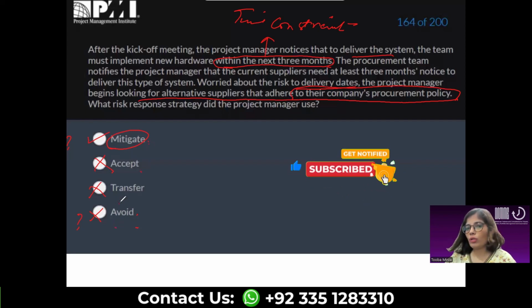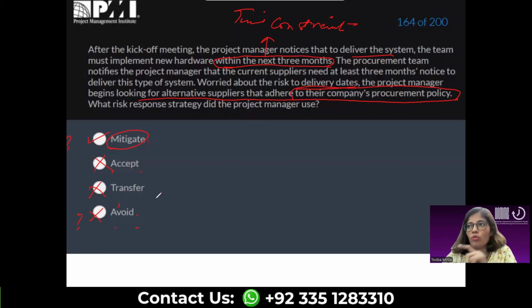And this is not transfer. This kind of situation is not considered transfer. You already had a supplier, and you are looking out for a supplier. So this is not transferring from one supplier to another. It was already transferred earlier, but it's not working anymore. Right? So this is a case of mitigation.